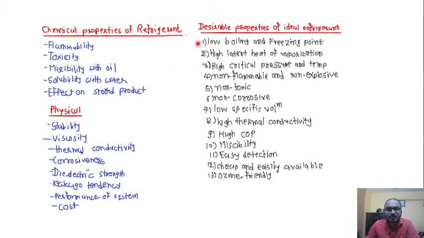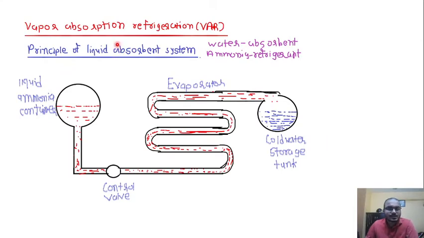So first, in our last lecture we have completed the desirable properties of ideal refrigerant, which are listed over here from 1 to 13. You can pause this video and you can revise yourself with these properties. Next we discussed a slightly different topic, that is vapor absorption refrigeration system, that is VAR.